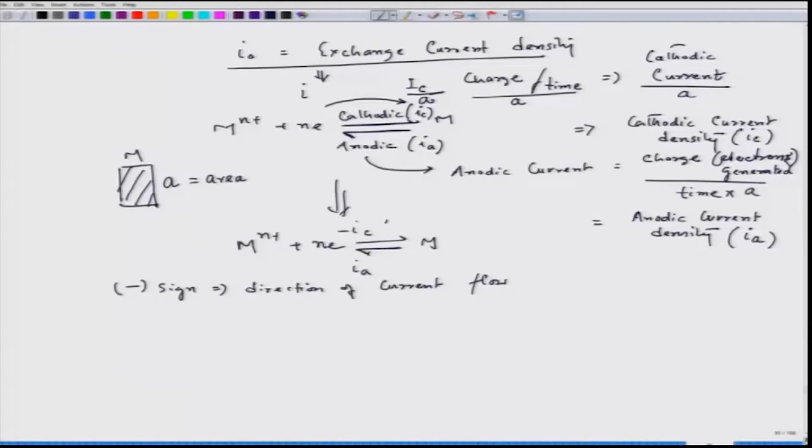Now, we also see that this is proportional to the deposition rate per unit area per unit time, and this is proportional to the dissolution rate per unit area per unit time. So, this is the rate of corrosion.